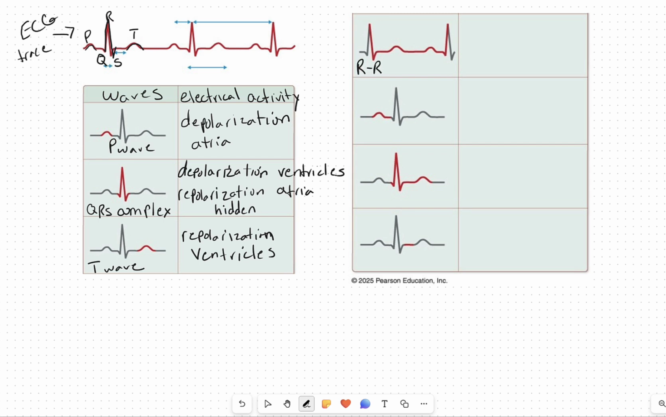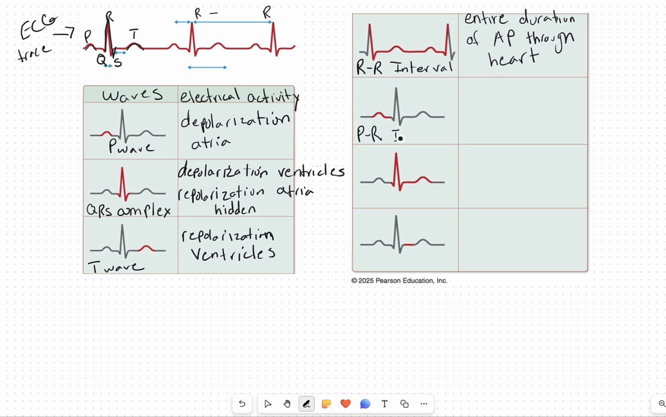Between the waves, we have several intervals and segments that are useful in diagnostics. So the first is called the RR interval. So this goes from one R peak to the next R peak, and this is the interval for an entire heartbeat. So this is the entire generation and duration of the action potential as it moves throughout the heart. A faster heartbeat will show a shorter RR interval.